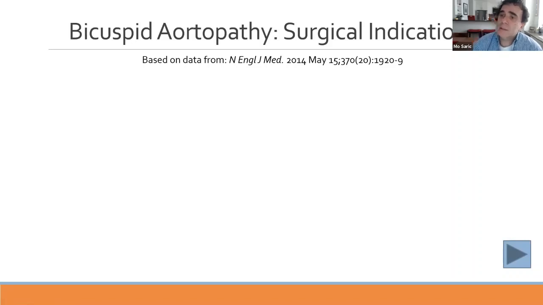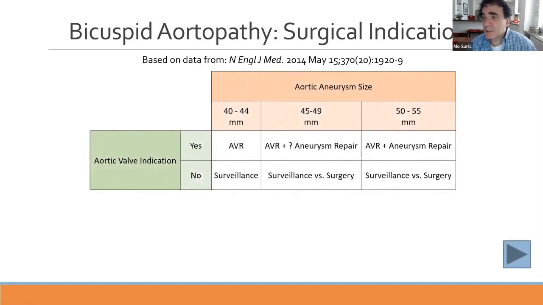Once we establish the diagnosis of bicuspid aortopathy, we may consider surgical indications. These are from the New England Journal of Medicine 2014 summary, and you can see that whether and when we intervene depends not only on the presence of the bicuspid aortic valve, but also the aneurysm size.